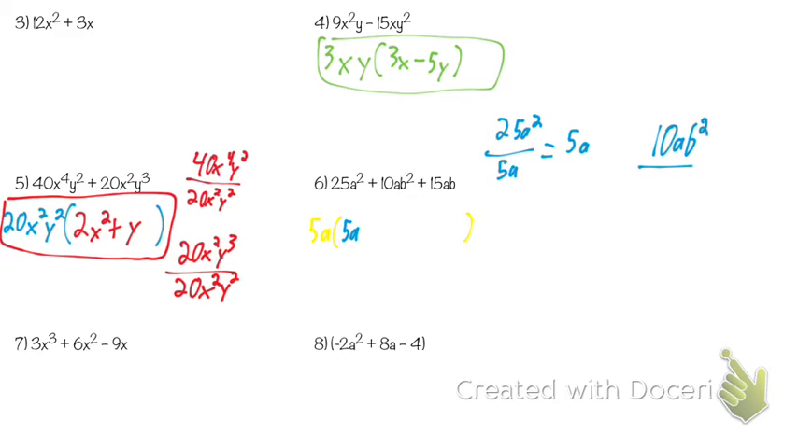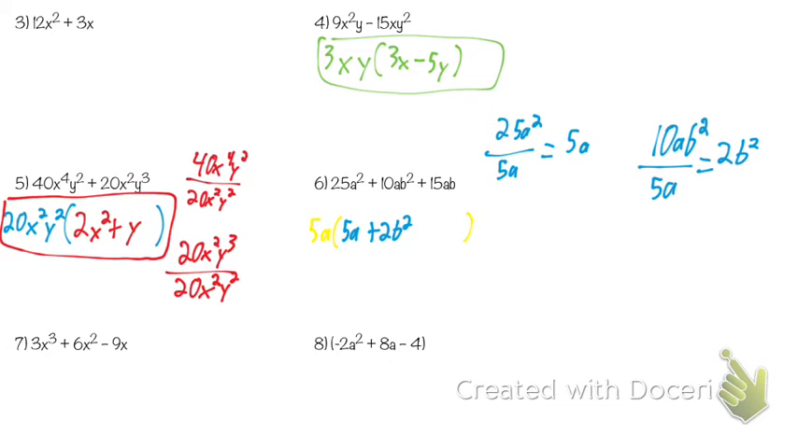10ab squared divided by 5a. Part by part, what's 10 divided by 5? 2. A divided by a? Just 1, no a's left. And then you just have b squared. So plus, because that's the same symbol, 2b squared.